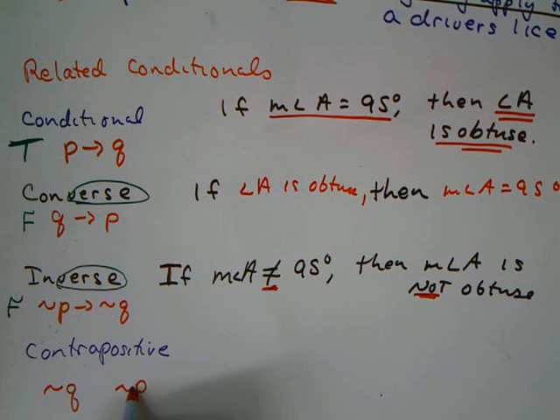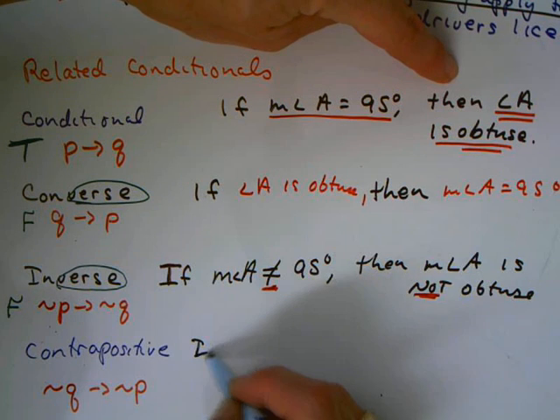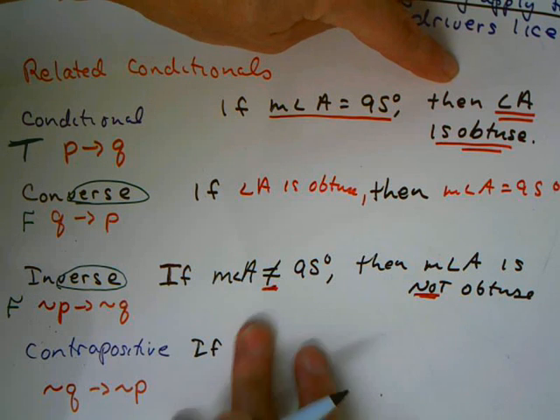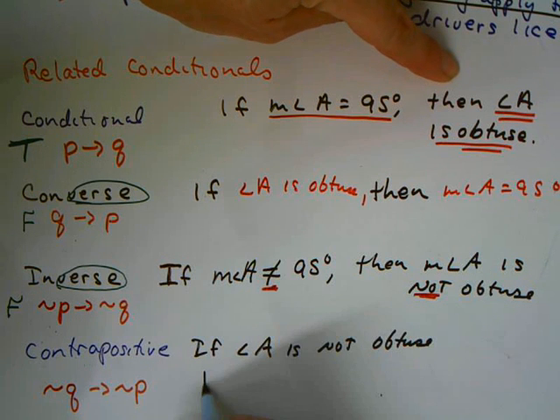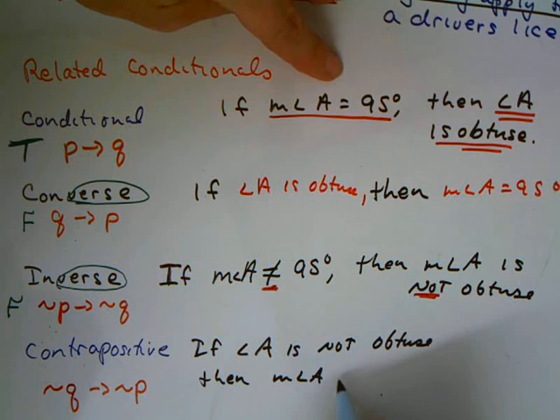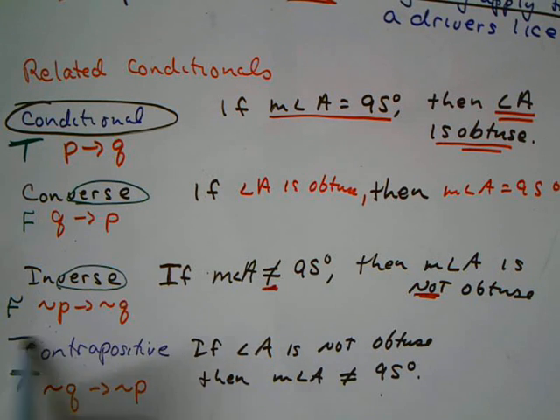Now when you think about the contrapositive, that switches everything around. Instead of P implies Q, I'm going to have the Q and the P turned around like the converse, but I'm also going to add the not. So not Q implies not P is the contrapositive of the statement. So here, if angle A is not obtuse, then the measure of angle A is not 95 degrees. Now, notice the contrapositive, well, if it's not obtuse, it couldn't possibly be 95 degrees. So that's a true statement.